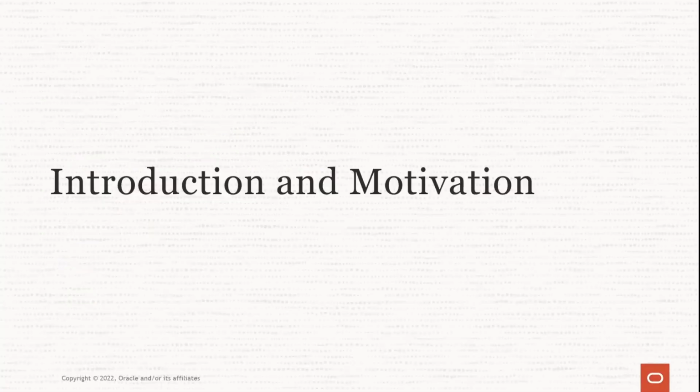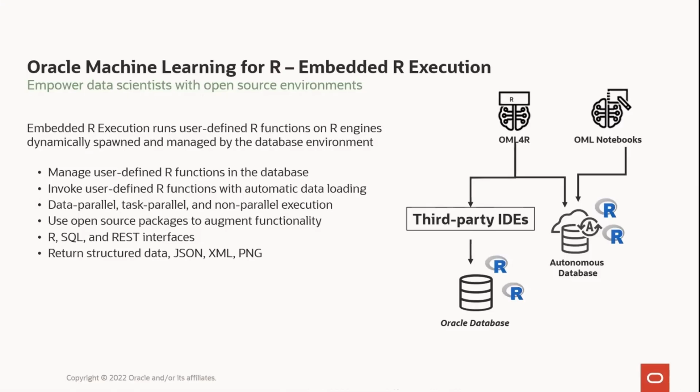Let's start with the introduction. Embedded R execution refers to running R functions, which may contain third-party code, in the database environment. Specifically, it's the ability to run these R functions in R engines under the control of the database environment. And those R engines can be spawned in a data or task parallel manner. The functions can be invoked from the R interface, but also using the SQL interface or REST endpoints on Autonomous Database, and using a SQL interface with Oracle Database.